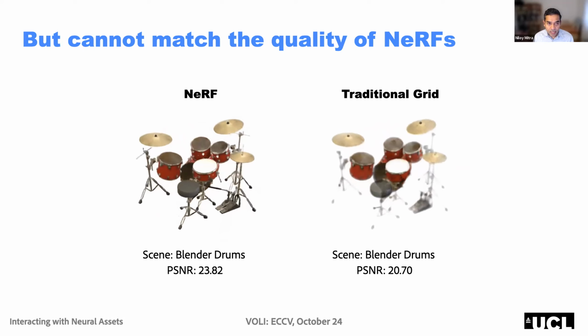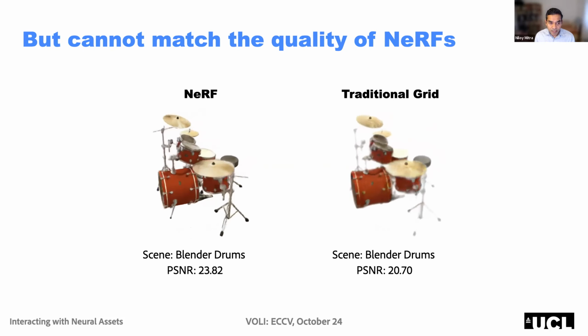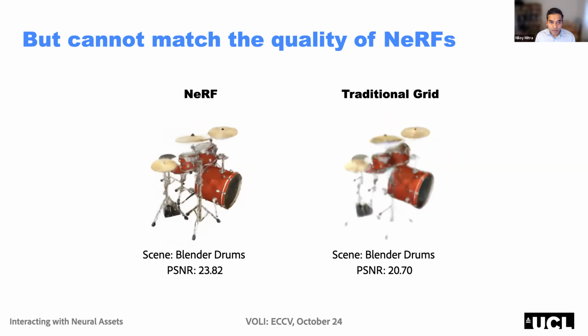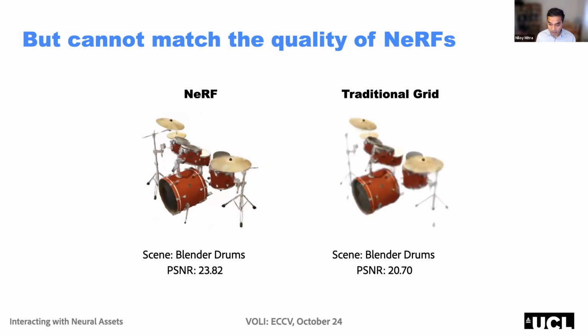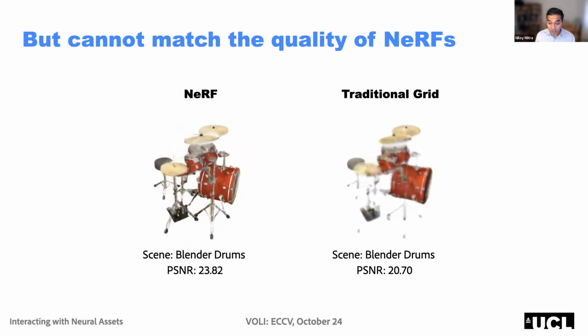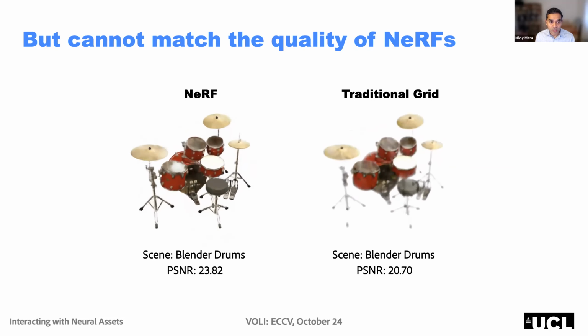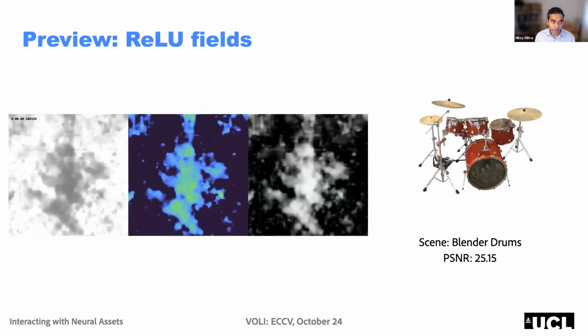So here's where we stand. NeRF gets very high quality photorealistic rendering, but takes orders of hours. The traditional one is fast, but leads to poor results. So can we improve the situation?